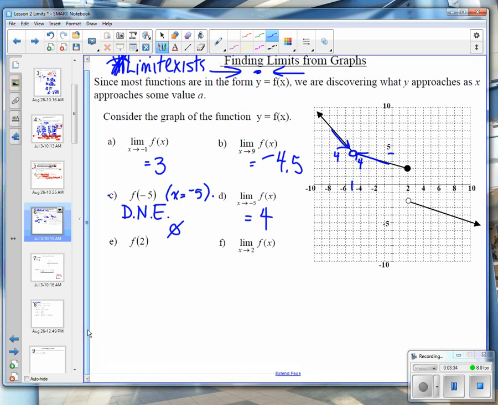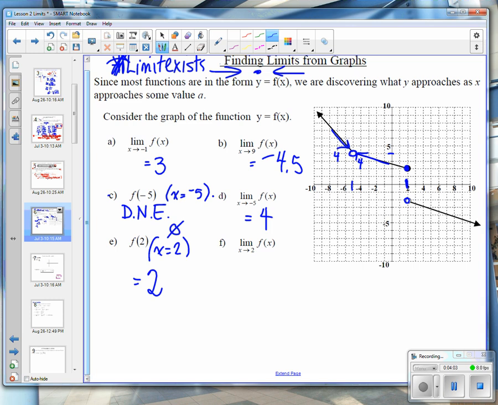Let's take a look at the last little section here, f of 2. So remember, f of 2 means x is equal to 2, right? So what is y? We're not talking limits just yet. Well, if I said, what is y when x is equal to 2? Hopefully you're saying it must be 2 because that point does actually exist. This one doesn't, but that one does. So our answer would be 2.